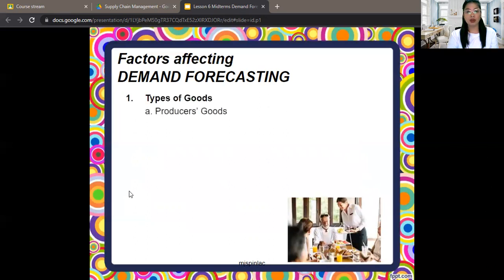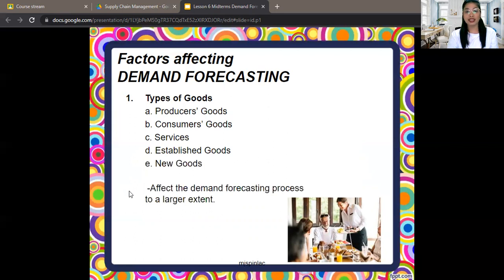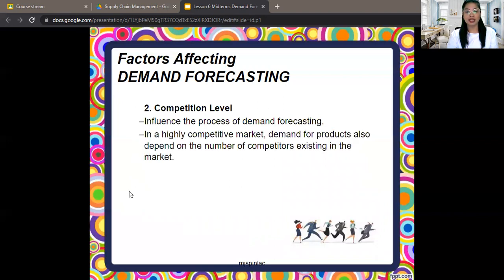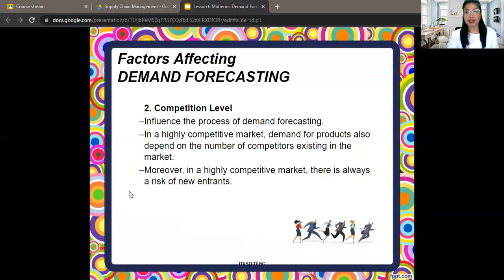For the types of goods, we have the producer's goods, the consumer's goods, the services, the established goods, the new goods. These affect the demand forecasting process to a larger extent. For the competition level, we have the influence on the process of demand forecasting. In a highly competitive market, the demand for products also depends on the number of competitors existing in the market. Moreover, in a highly competitive market, there is always a risk of new entrants. And in such a case, demand forecasting becomes difficult and very challenging.